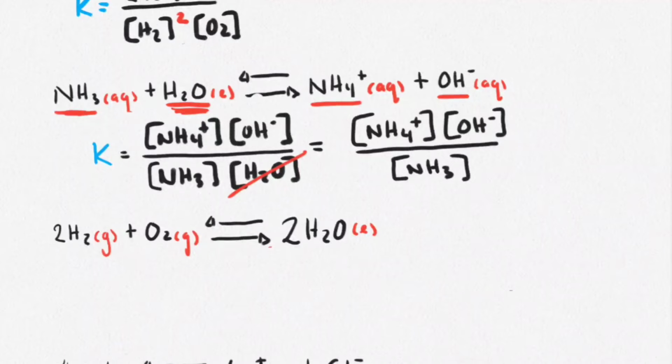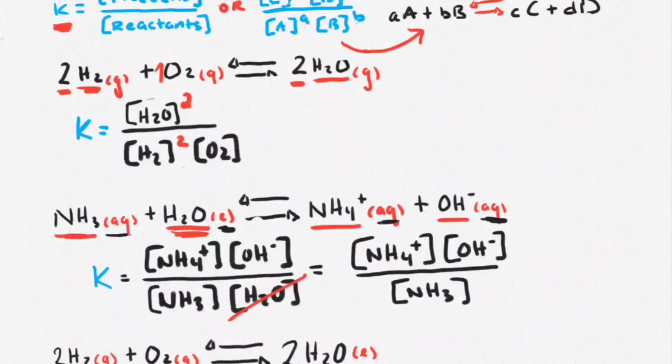So that's something I'd like to talk about next: it's really important to watch out for the phases: gas, aqueous, liquid, and solid. Any pure solid or liquid is not included in the equilibrium constant expression, because it does not affect our K with its constant concentration. So if you look back at this reaction, you can see that it's gas, gas, gas, there's no liquid or solid. They're all in the gaseous phase.